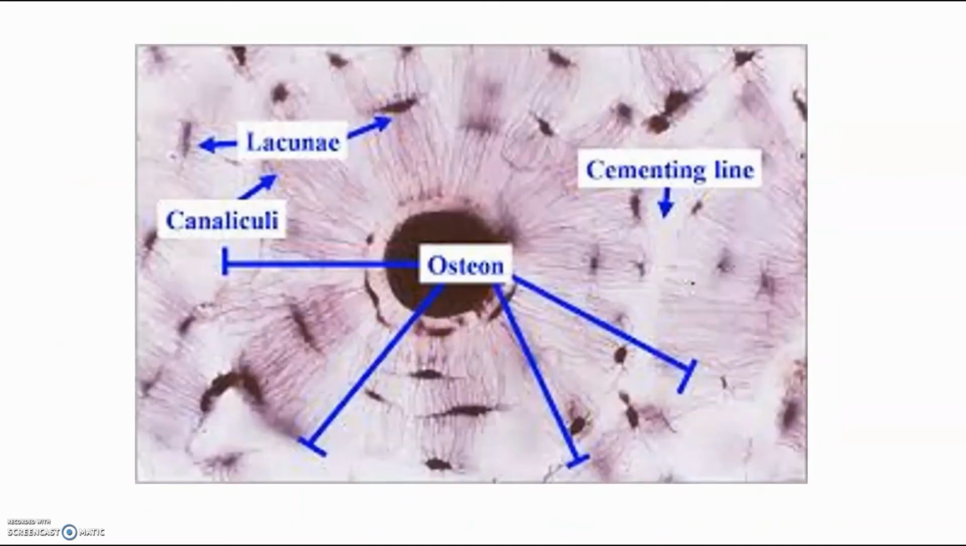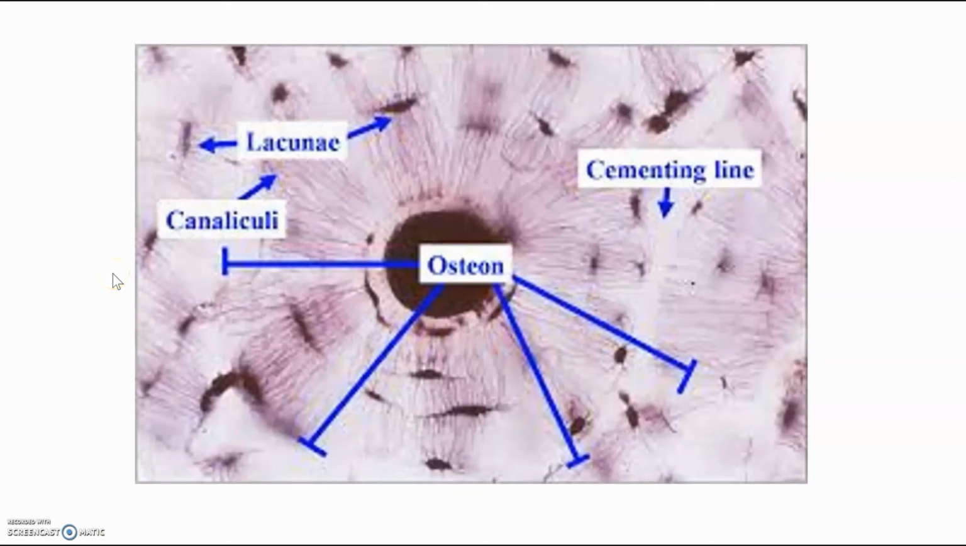And the lacunae are simply the holes where the osteocytes are going to be sitting. And those osteocytes are basically managers for your osteoclasts and osteoblasts. So they're going to be telling your osteoblasts to build bone and your osteoclasts to break bone and basically just maintain homeostasis of the bone.